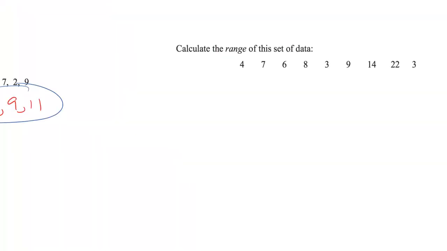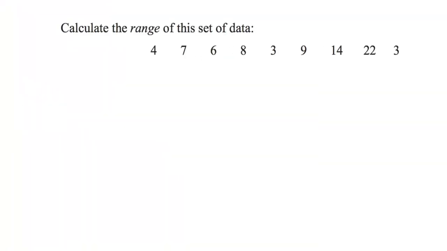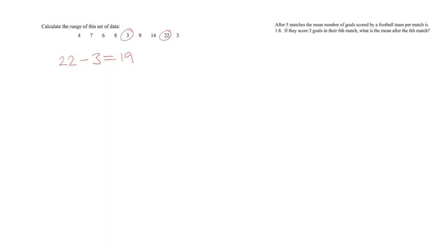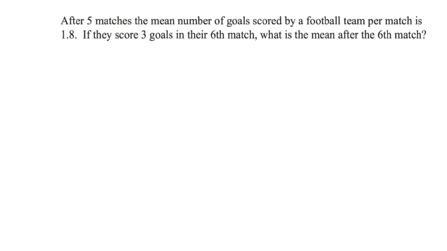Right, so moving on, let's see if we can find the range. Well, this one shouldn't be too challenging for us because it's very quick and easy to find the largest value, and the smallest value is going to be a 3. So we're going to do 22 take away 3, which is, of course, 19. So with those out the way, we'd better do something rather challenging. So let's read this word question very carefully and see if we can figure out what to do.